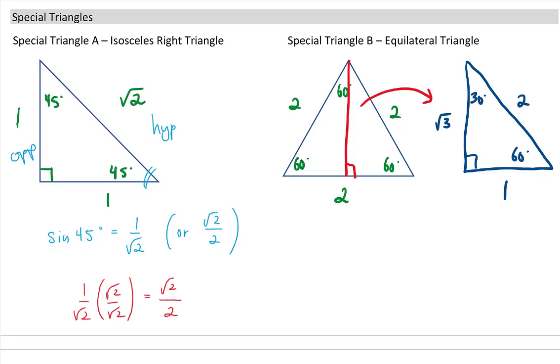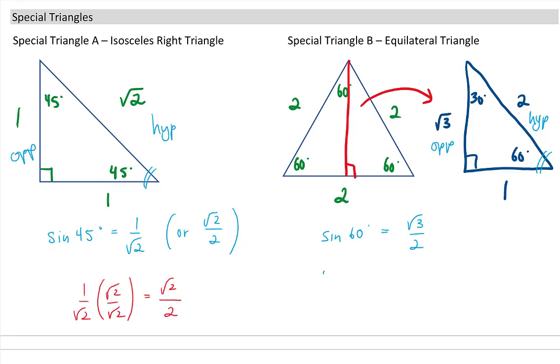So again, using this triangle, let's say for the sine of 60 degrees, here's our angle of focus, then this would be opposite 60, and this would be the hypotenuse. So the sine of 60 degrees is equivalent to the square root of 3 over 2.